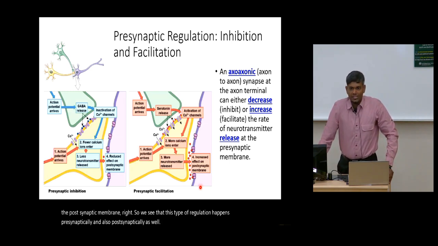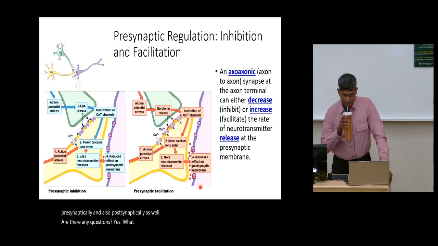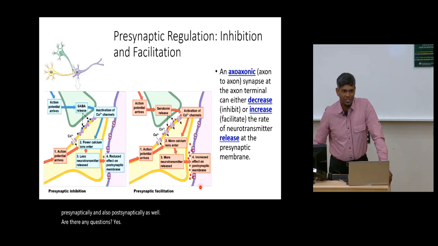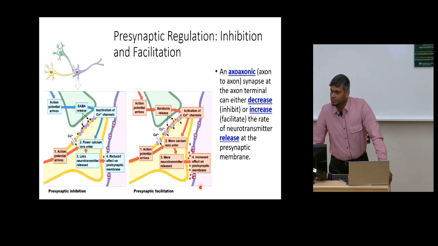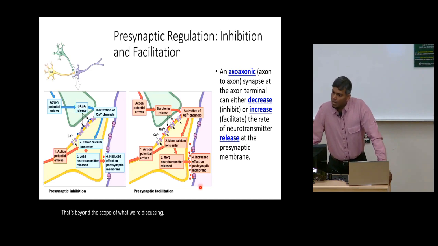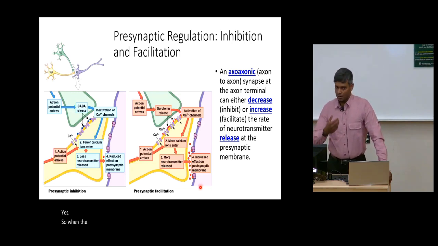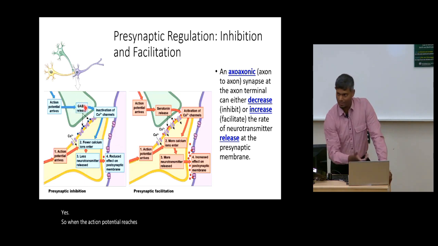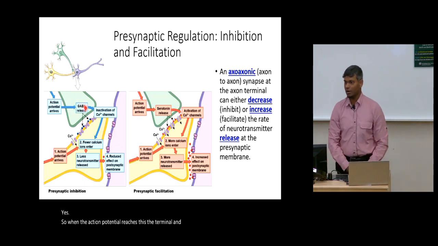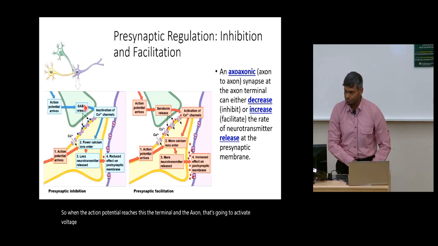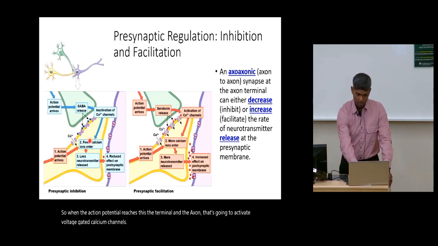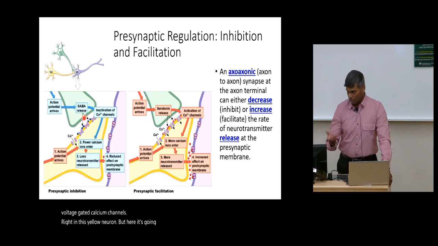Are there any questions? Yes? What about the action potential influences what neurotransmitter gets released? That's beyond the scope of what we're discussing. Yes? So on the yellow axon, the action potential there is going to control the neurotransmitters being released? Yes. When the action potential reaches the terminal end of the axon, that's going to activate voltage gated calcium channels in this yellow neuron, but here it's going to cause different types of neurotransmitters to be released.